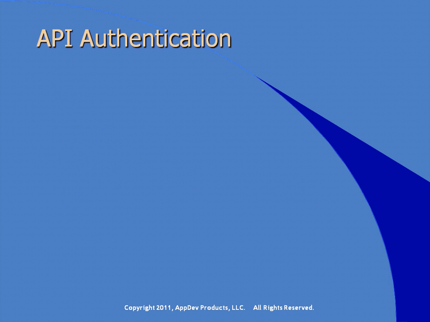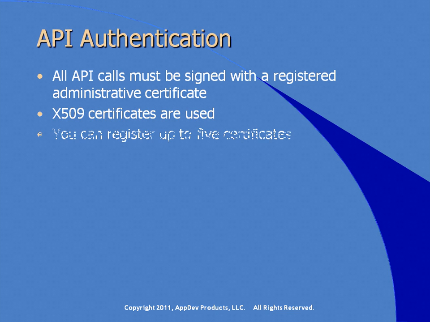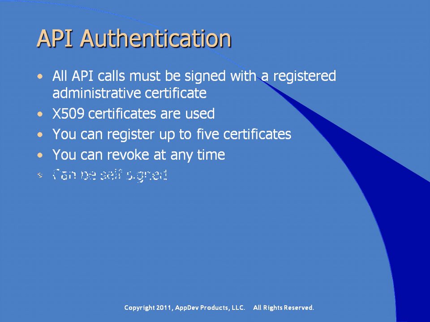Anytime you're working with the Service Management API, all of the operations must be performed over SSL, and they need to be mutually authenticated using X509 certificates. Now, you can register up to 5 certificates, and you can revoke these certificates at any time. These certificates can also be self-signed, and simply all you do is upload the certificate through the portal.